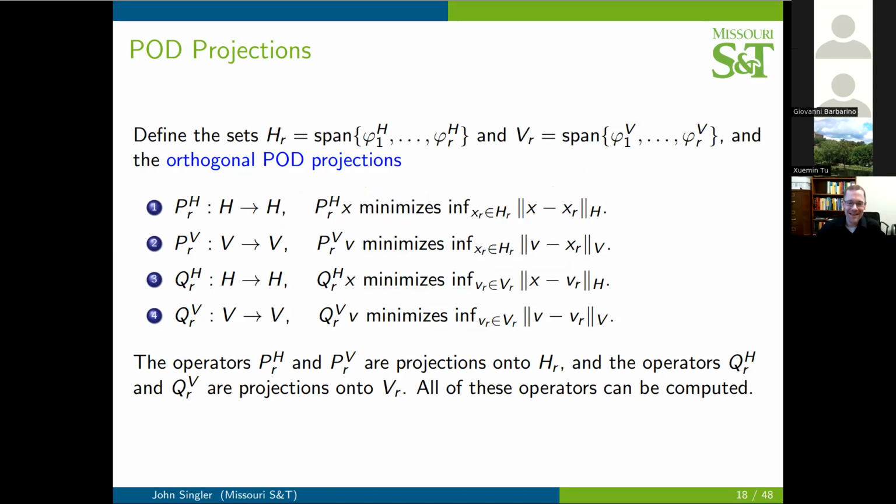So there are 4, I would say, natural orthogonal POD projections that you can look at. And later I'll talk about non-orthogonal POD projections. So I'll have 2 sets of POD modes. You can take the low order space of the POD modes that are constructed with the H inner product, I'll call that HR, or the low order space with the POD modes constructed with the V inner product, that's VR.